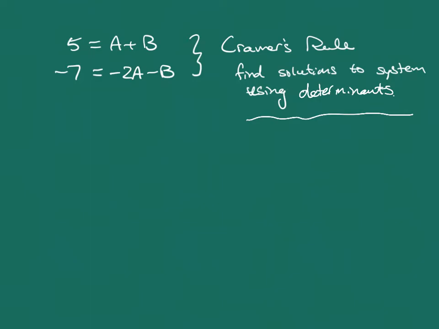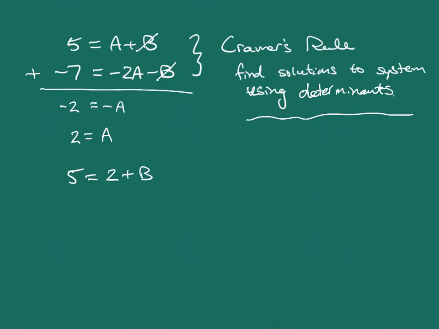But for something small like this, we could do something even simpler and just add those two equations together. If I do, then what happens? 5 minus 7 gives me -2 on the left. On the right, A minus 2A gives me -A, and the +B cancels out with the -B. So really what I have is that A is just going to be 2.